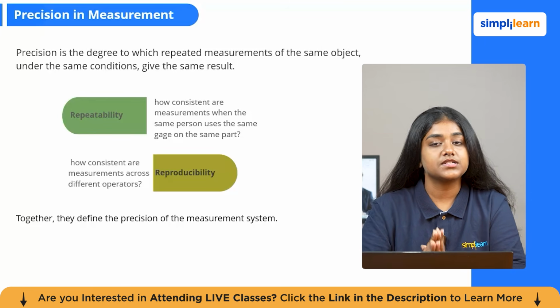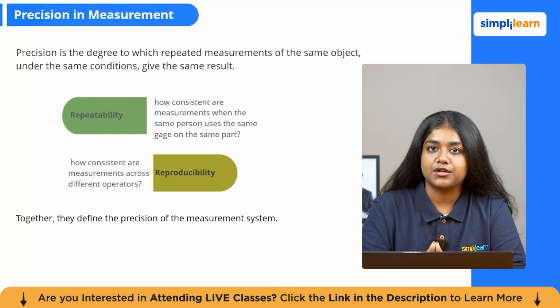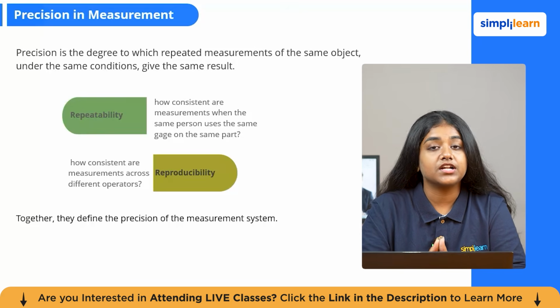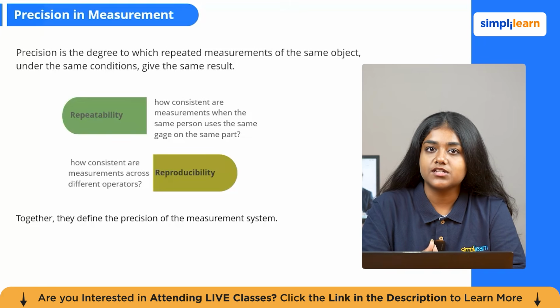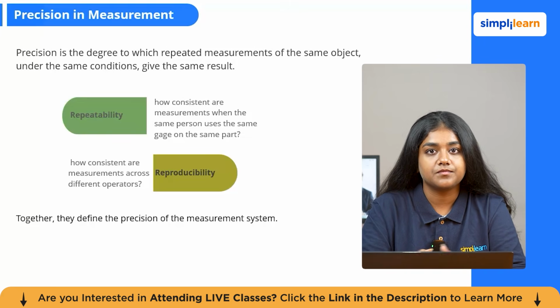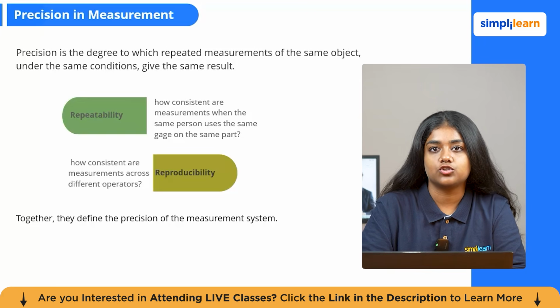In quality systems, consistent measurements are the foundations of consistent decisions. If two inspectors can't agree on whether a part is good or bad, the inspection process is fundamentally unreliable. So the process control charts drawn from inconsistent measurements are noise and not signal. Capability studies based on imprecise data are meaningless. Precision, through good repeatability and reproducibility, is non-negotiable for a capable measurement system.